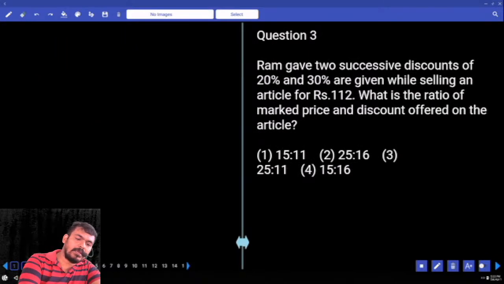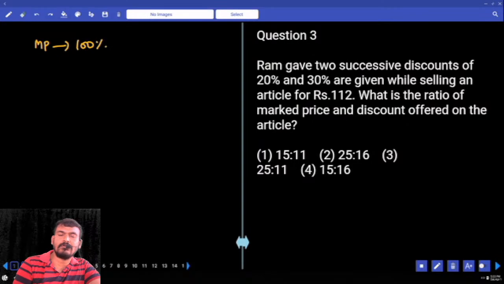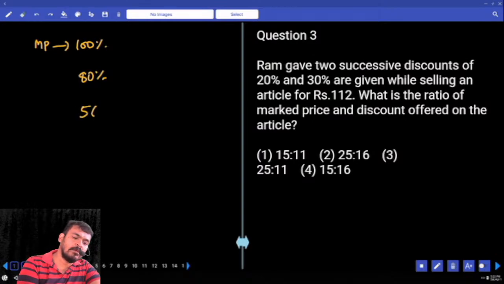Okay. Market price is always how much percent? 100%. In that first time discount, 20% discount. After discount it will become 80%. What is the second time discount? 30%. 30% of which one? 80%. What is 10% of 80? 8. 30%? 24. 80 minus 24, 56.